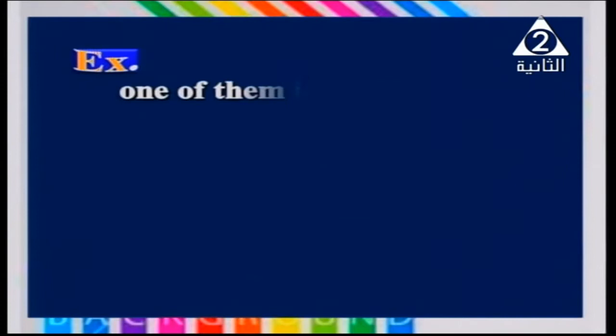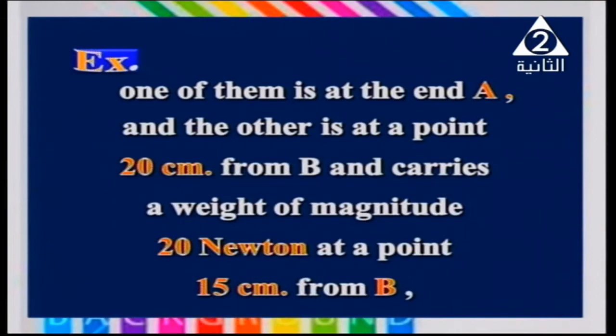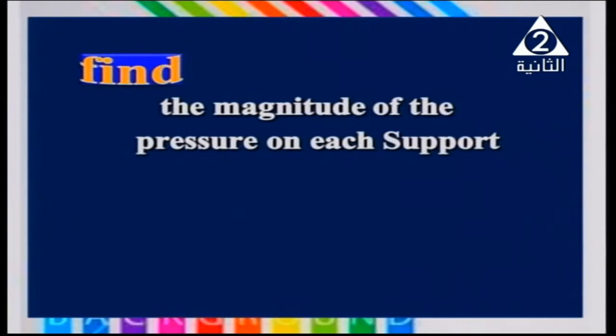One of them is at the end A and the other is at a point 20 centimeters from B, and it carries a weight of magnitude 20 Newton at a point 15 centimeters from B. Find the magnitude of the pressure on each support.